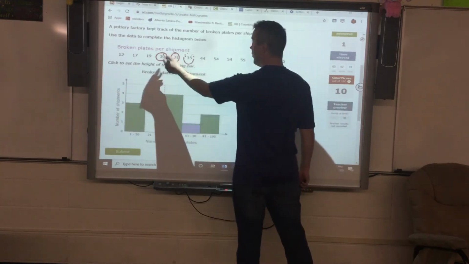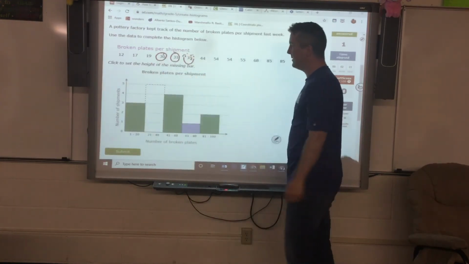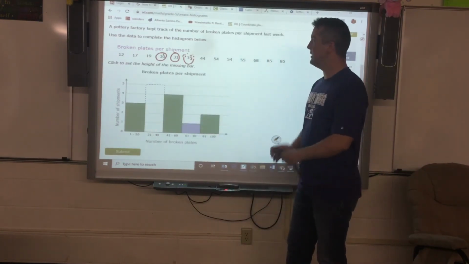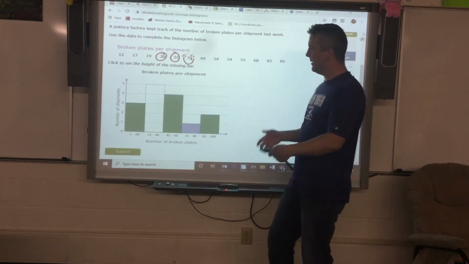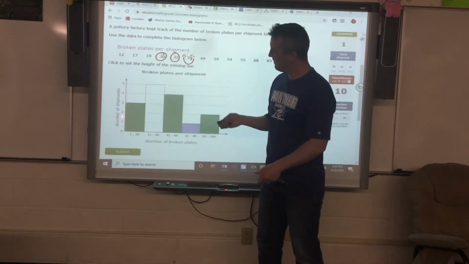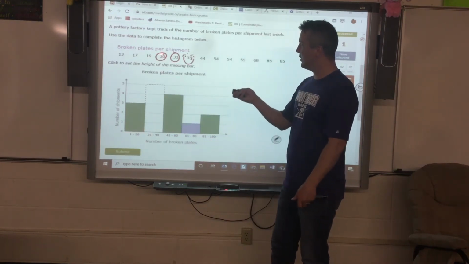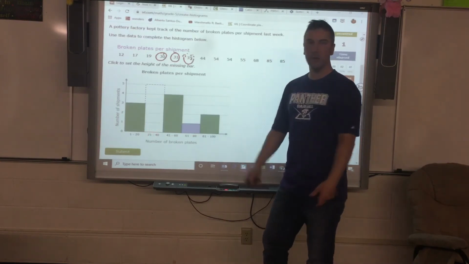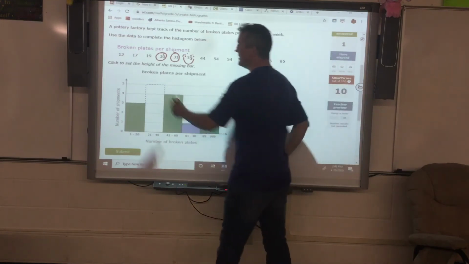So I look at this, broken plates per shipment. There were 3 shipments that had that 21 to 40 range. So this information I had to look at, number of shipments, number of plates that were broken. Well, in this case, there were 1, 2, 3. 3 of them were in that 21 to 40 range. Remember, these are going to be a little bit higher. This kind of makes sense.